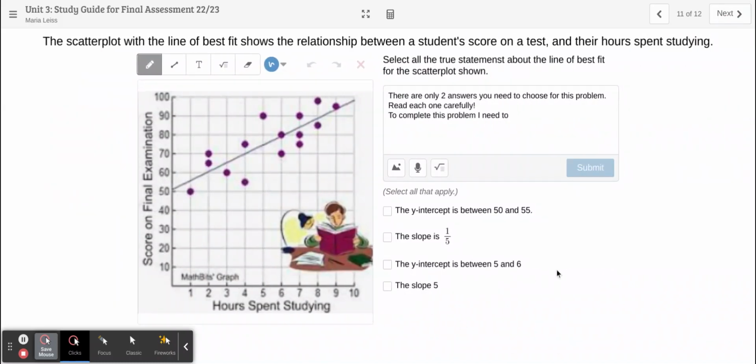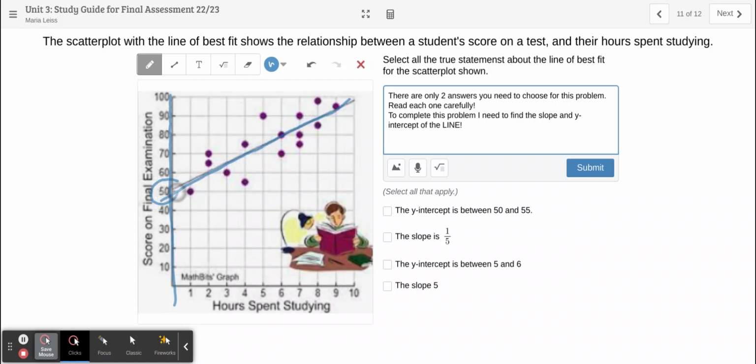All right, this one I want you to pay attention. It's really asking you to find two things: the slope and the y-intercept of the line. The y-intercept is easy. Here's the y-axis. The line that's graphed is this. It comes into the y-axis a little above the 50. That means this has to be the correct answer because it's not between 5 and 6. That would be down here.